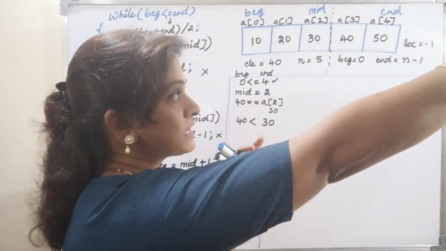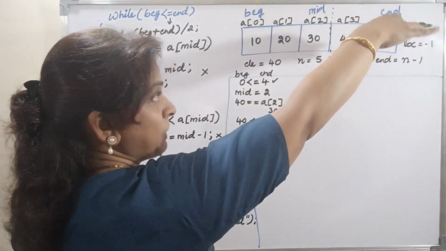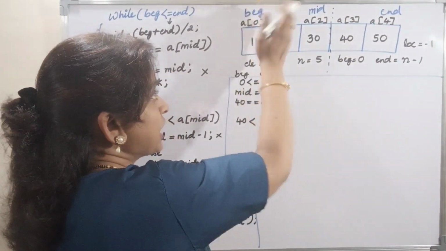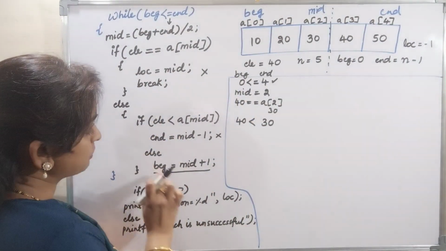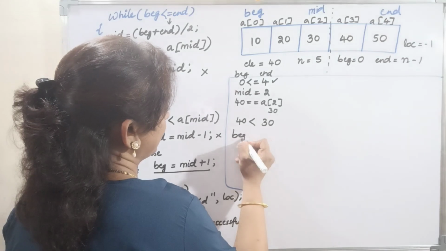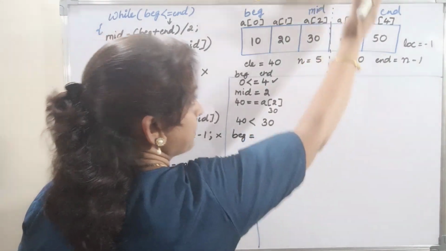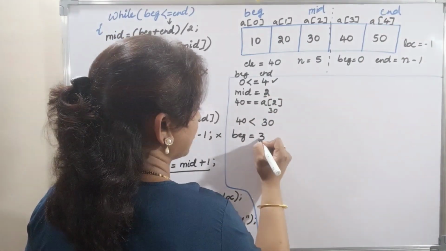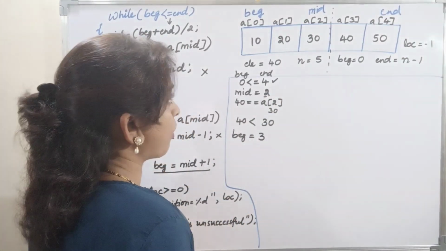When I am moving towards right, the ending position remains the same. Beginning I have to change. So I should change this beginning value. Hence I will come to else part. I say beginning equal to mid plus 1. So what is mid? It is 2. 2 plus 1 is 3. Now the beginning pointer is changed.